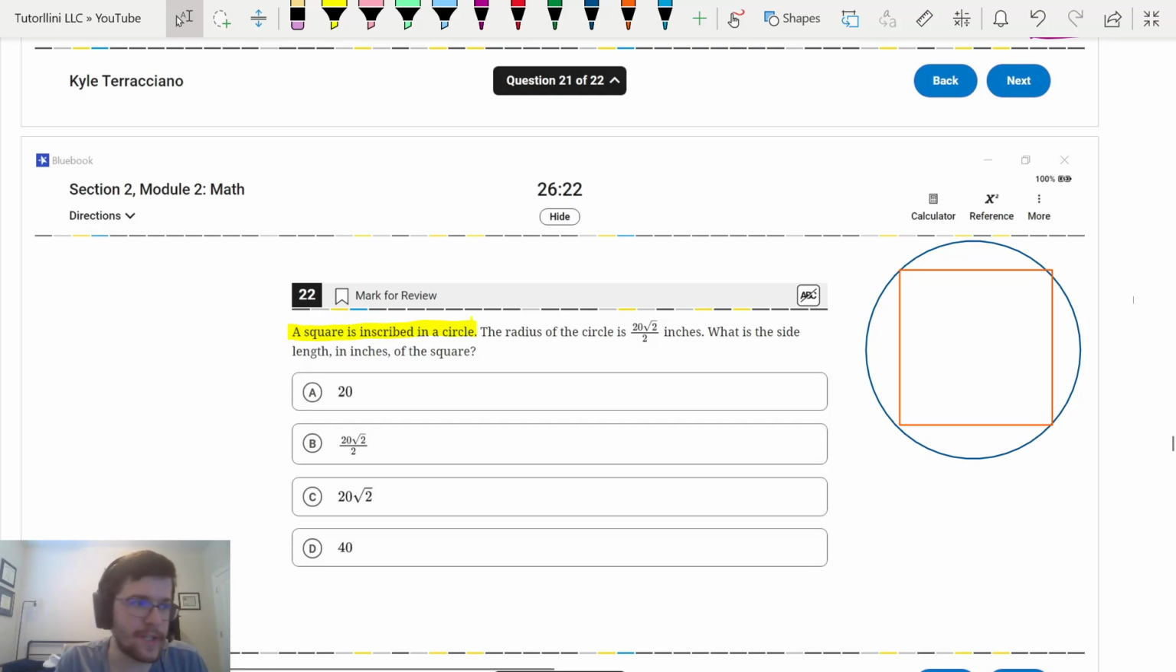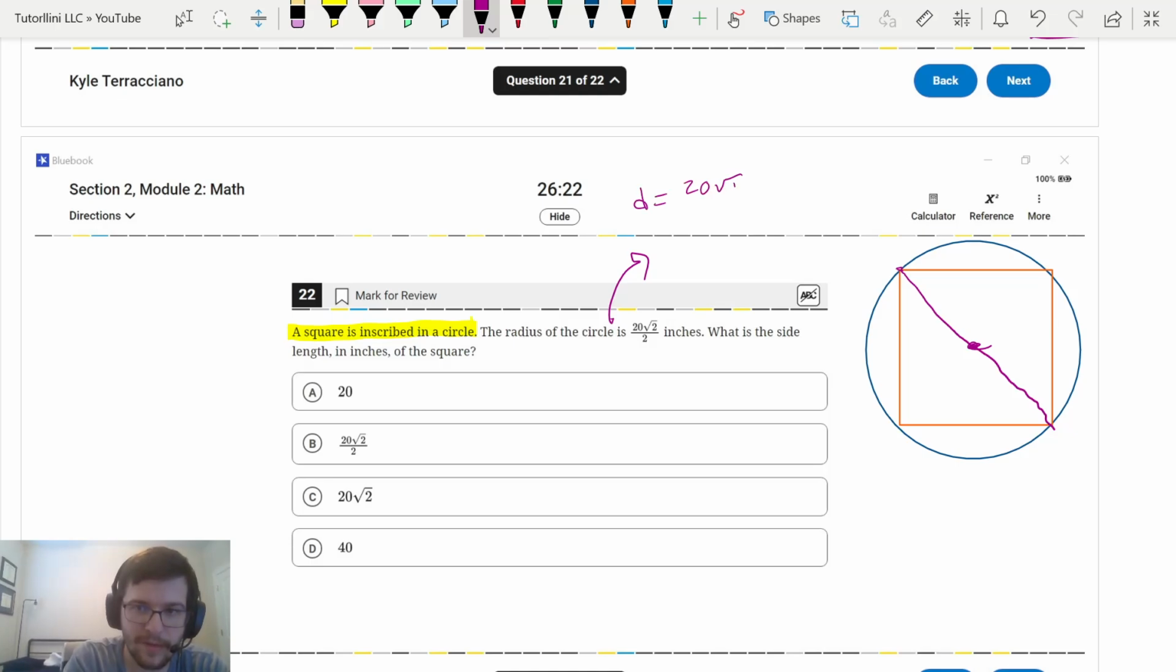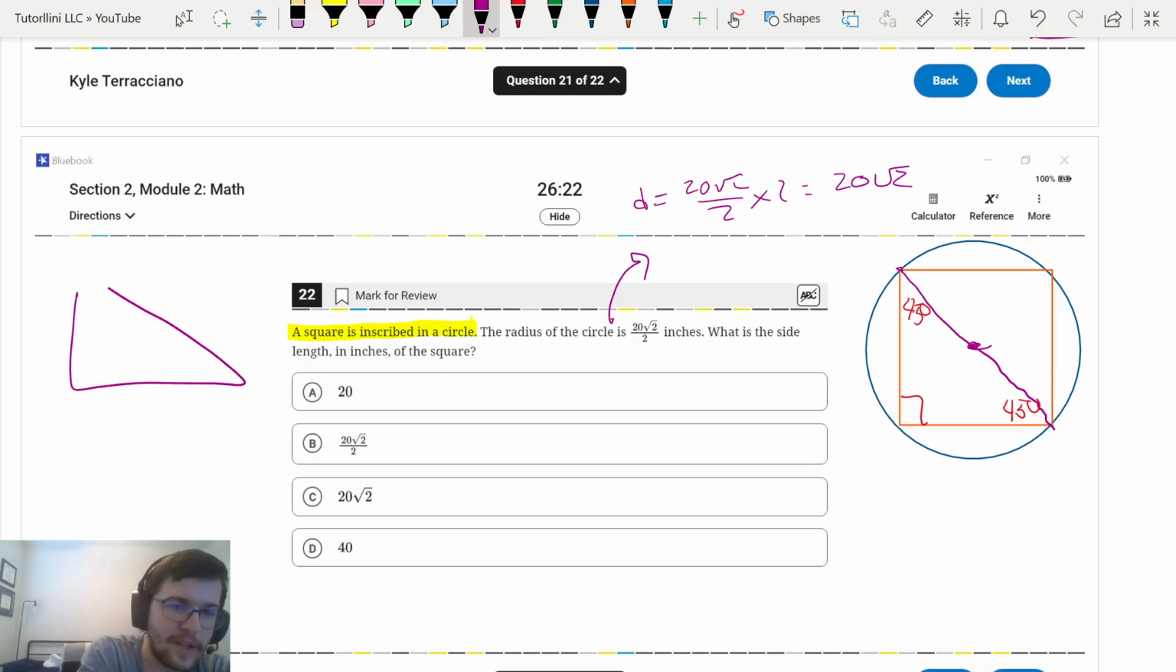So what we're going to do to solve this is draw a diameter connecting the corners of the square. So the radius is 20 root 2 over 2. So that means the diameter is 20 root 2 over 2 times 2, because the diameter is twice as big, which is just 20 root 2. So what you got to know about squares with a diagonal like this, it cuts it into 45, 45, 90 triangles. So if you're not familiar with the 45, 45, 90 triangle, it's on the reference sheet, which you can find by clicking here.